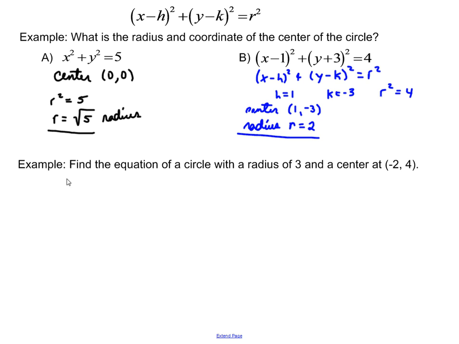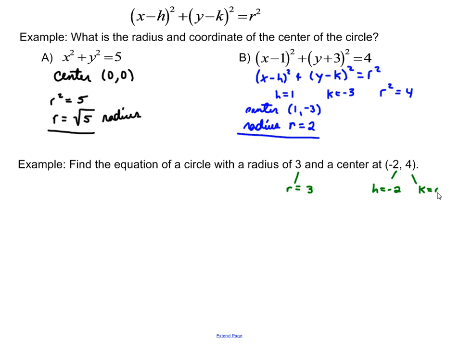All right, one last one here. Let's find the equation of a circle, and we'll put it in standard form, of a circle that has a radius of 3 and a center at negative 2, 4. If we use this model up here, our circle's radius of 3 means r squared will be 9. r is equal to 3, h will be equal to negative 2, and k would be equal to 4.